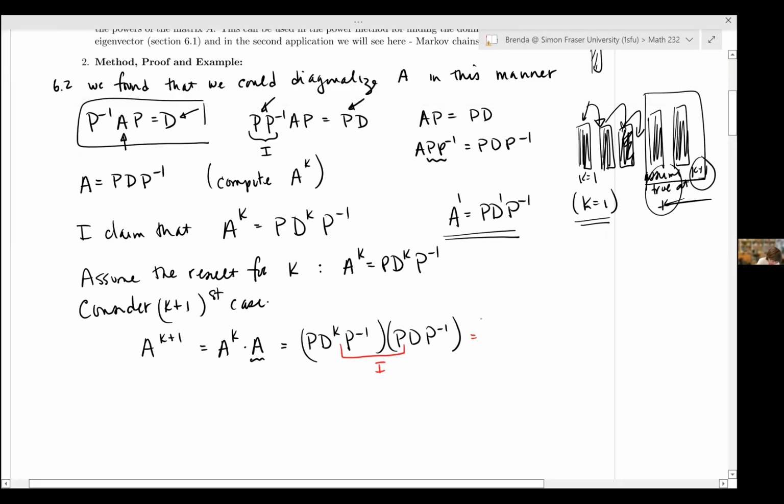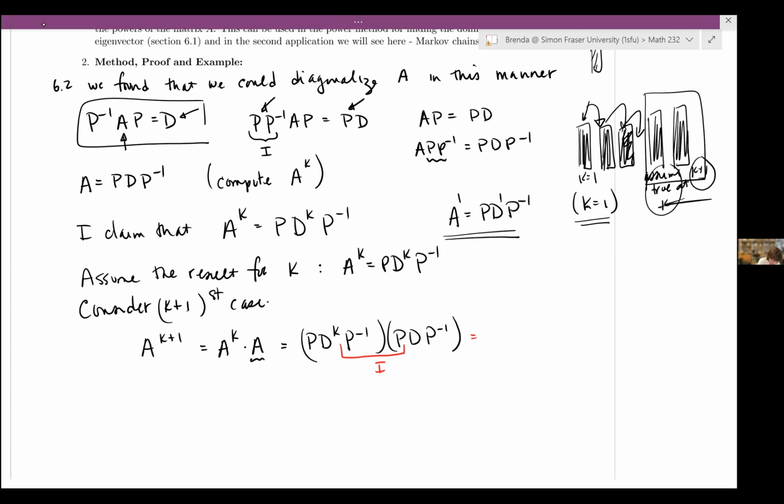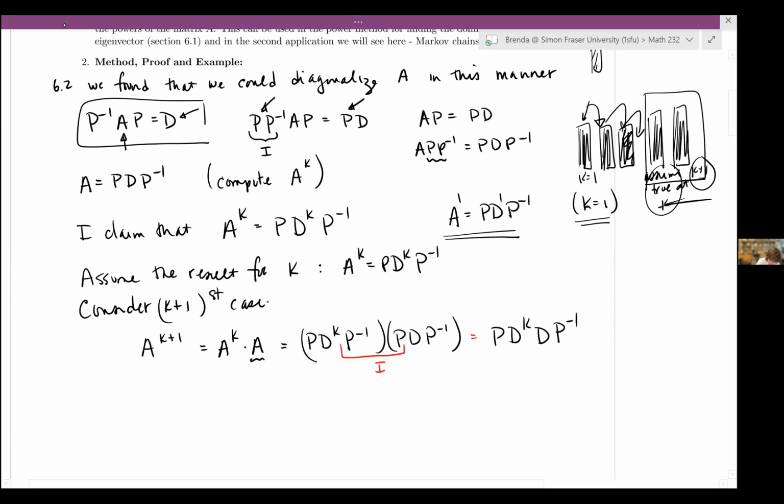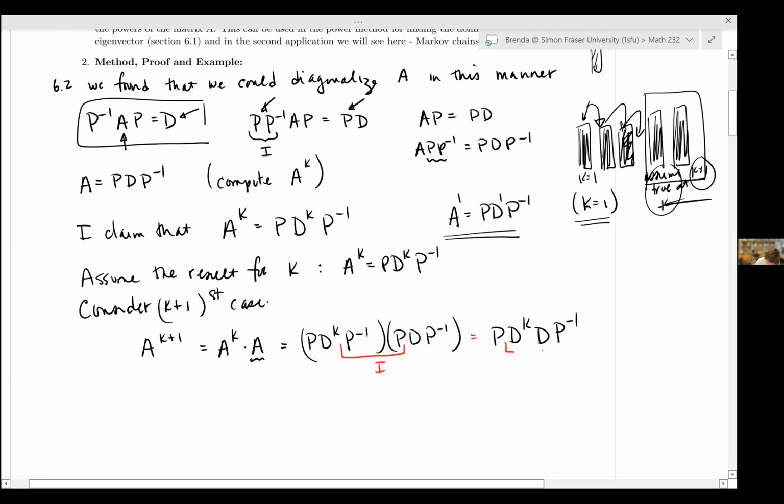Okay, then what I see immediately is that I've got this situation here. So I'm going to rewrite this as P D to the k D P to the inverse of P. Then I'm going to combine these two here, and that's going to be D to the k plus 1. So then I see that A to the k plus 1 is equal to P D to the k plus 1 times P to the minus 1. And that's the end of the proof.